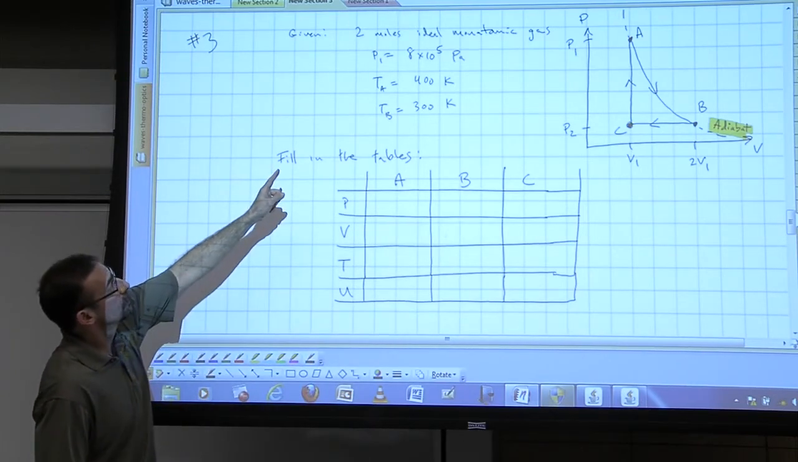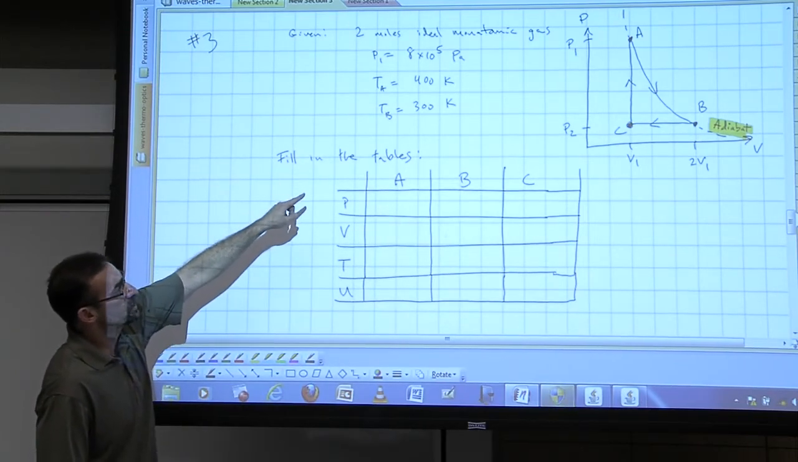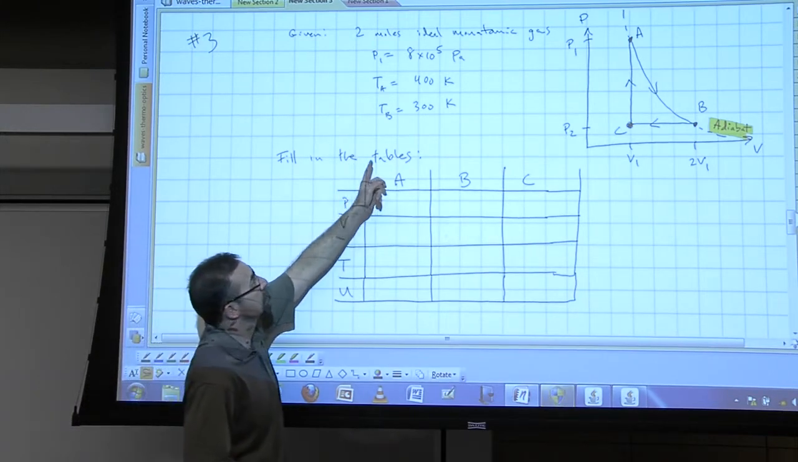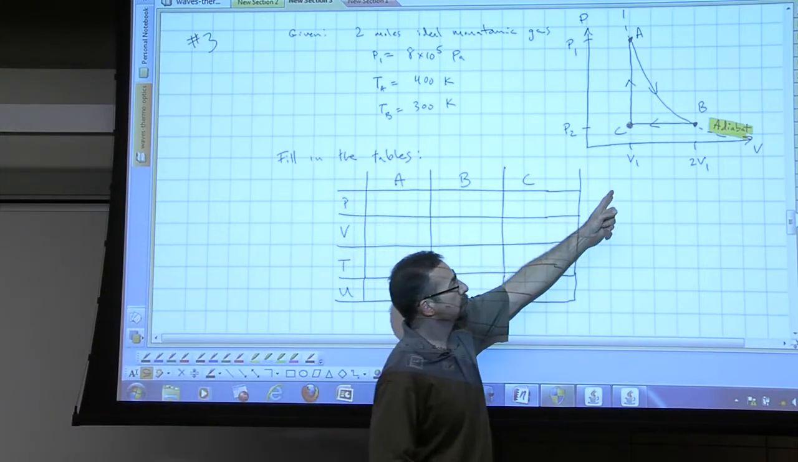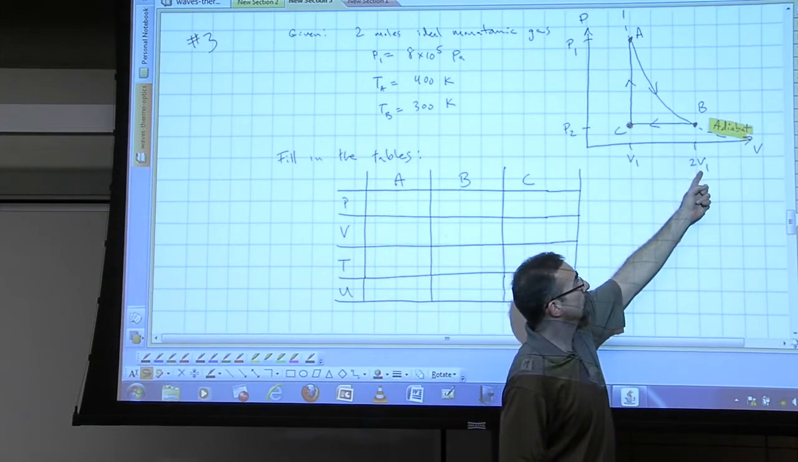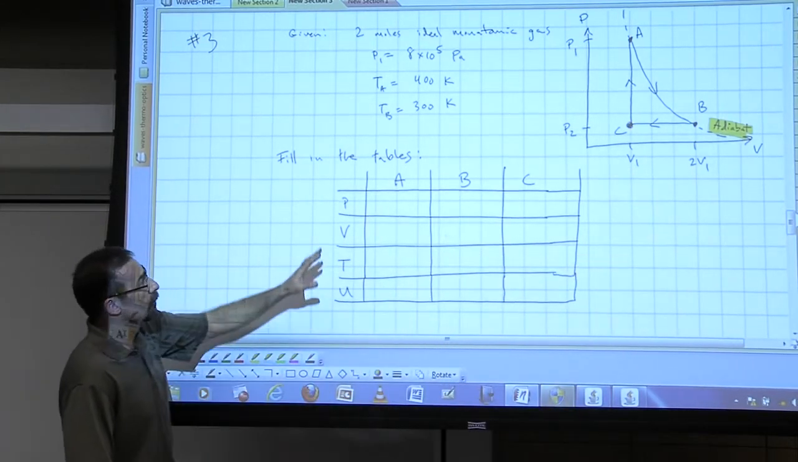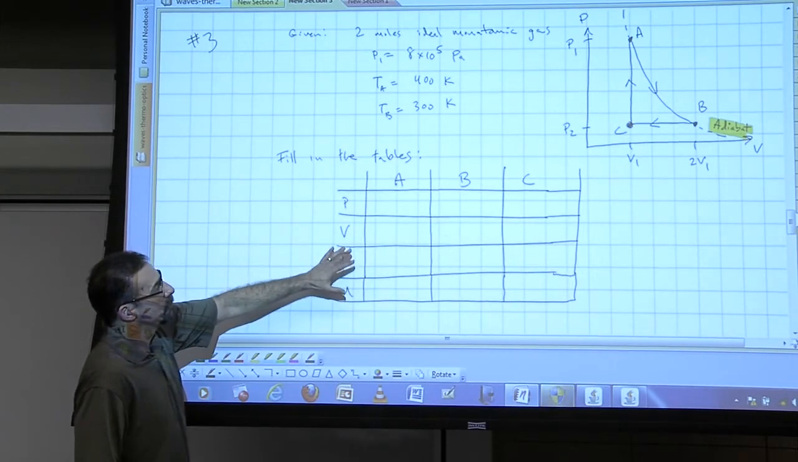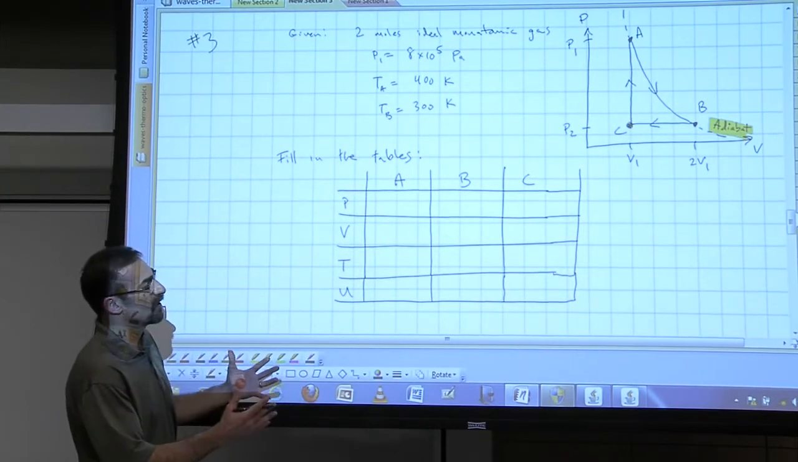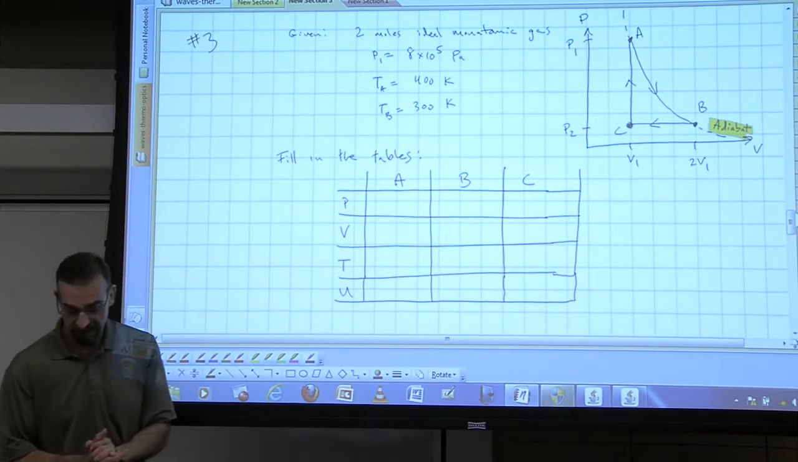So what are we doing here? We're given some information, pressures, temperatures. We're given a relationship here that the volume at B is twice the volume at A or C. So we know a few things. Let's fill in what we know and then see if we can solve the puzzle, fill in the missing pieces.